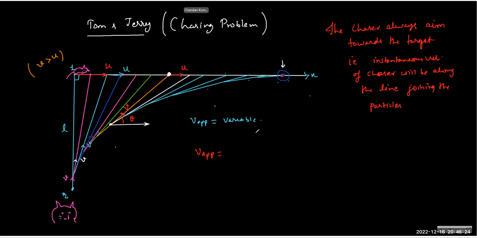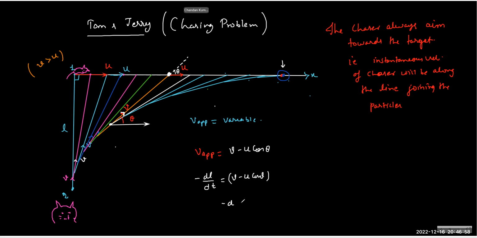So V app. Now tell me, what is the V app at this instant, Siddhant? What is V app? V cos theta minus u cos theta. V is along the line only, no? This is V. Achha, sorry, it is V minus U cos theta. How many of you are able to realize this? Tell me, guys. Yes, sir. So can we write this as minus dl by dt equals V minus U cos theta?